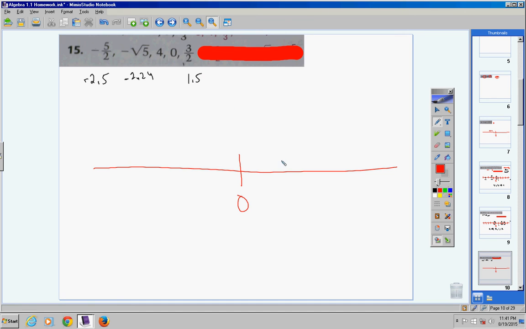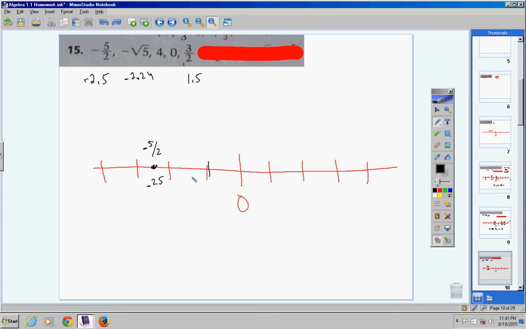So we'll get our lines up here real quick. Tick marks. And here we go. Negative 2.5, negative 1, negative 2. Negative 2.5 would be right here. And of course the original number is negative 5 halves. Don't forget, I want you to use the original numbers, not the decimal equivalents, when you write your answer.